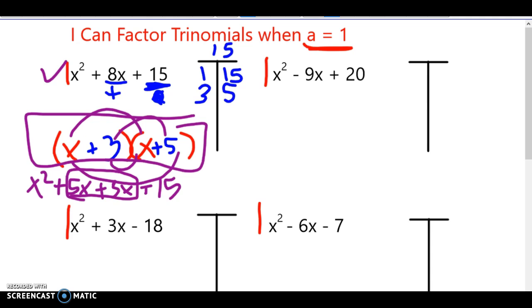But you can always check it by multiplying your binomial times binomial to see if it gets you back where you started. And the answer in this case is yes. Okay, so let's look at this next one.